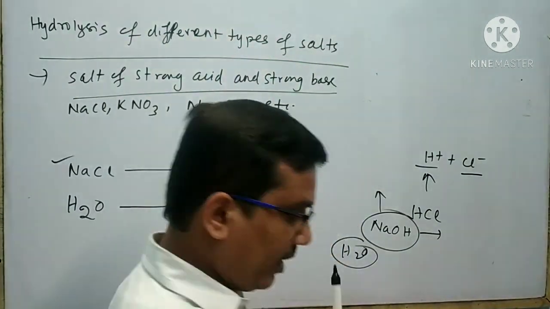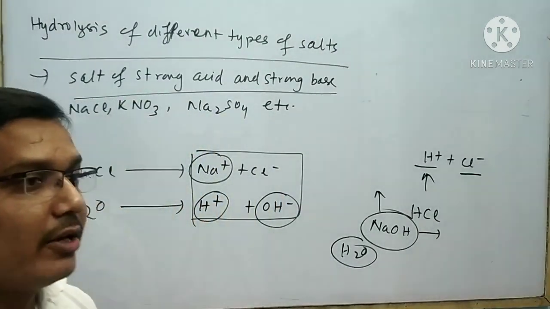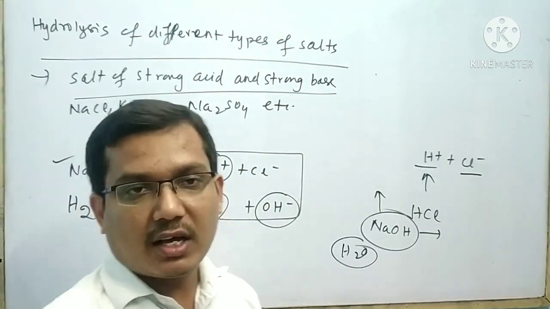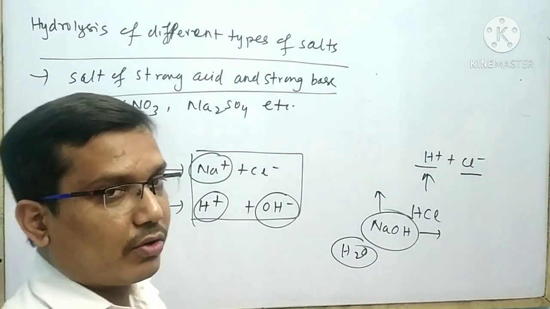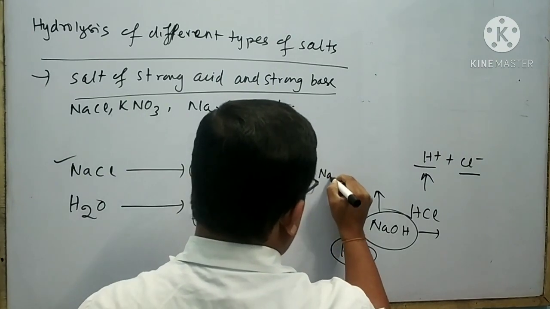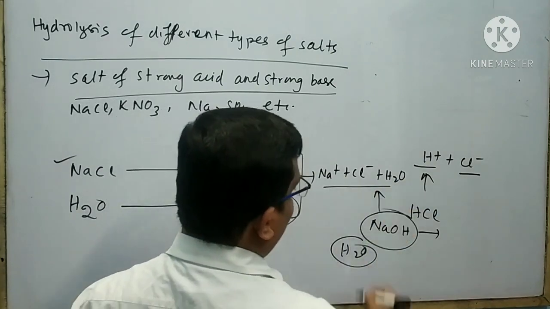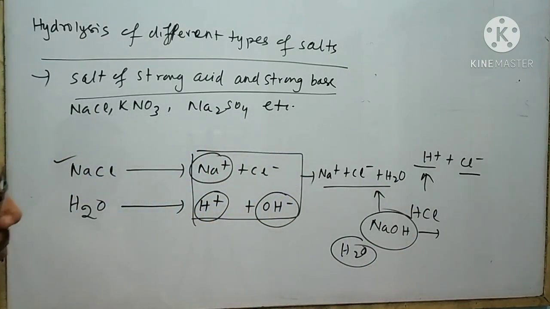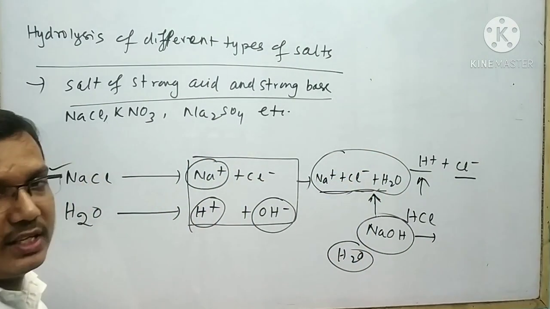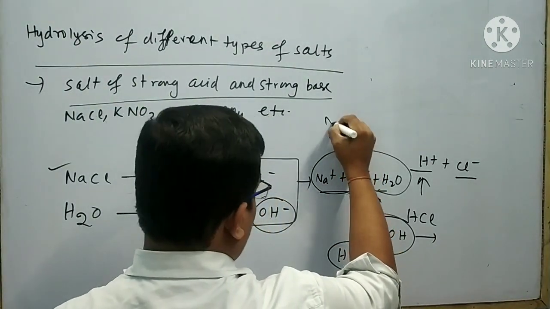Remember an important point: if any strong acid or base is formed, then the strong acid or base undergoes dissociation again and gives the ions. On the other hand, a weak acid or weak base does not undergo further dissociation. That means finally here I can write Na plus, Cl minus, plus water. These are the species formed after hydrolysis of NaCl. Look at that. In this type of solution, H plus ion and OH minus ion are absent. So such a solution is neutral.